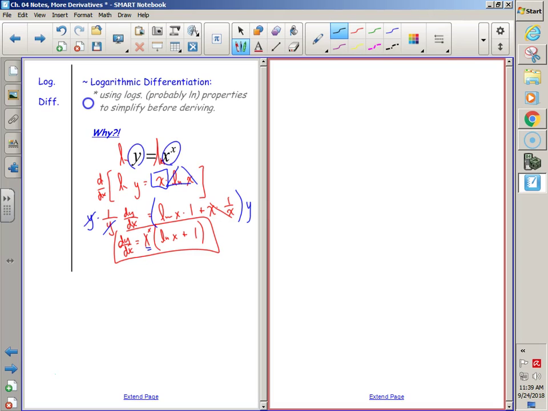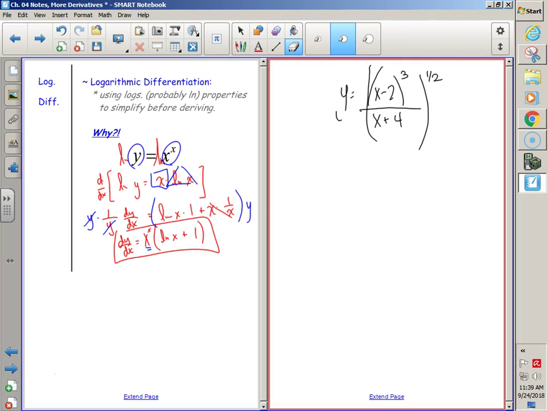Can you give me one? Like y equals big parentheses, x minus 2 cubed over x plus 4, and then all to the 1/2, the whole thing. You know how to do that. It'd be bring down the 1/2, make it a negative 1/2 times u prime, and u prime would be a quotient rule with a chain rule.